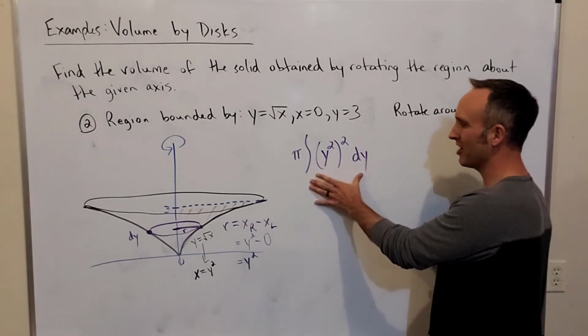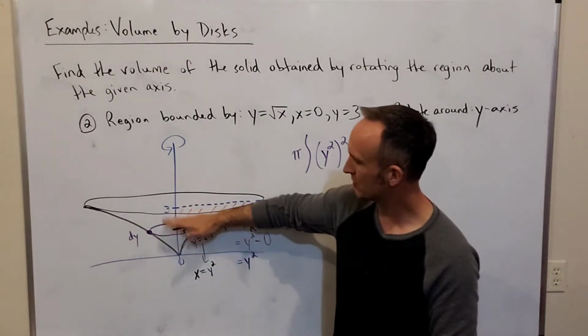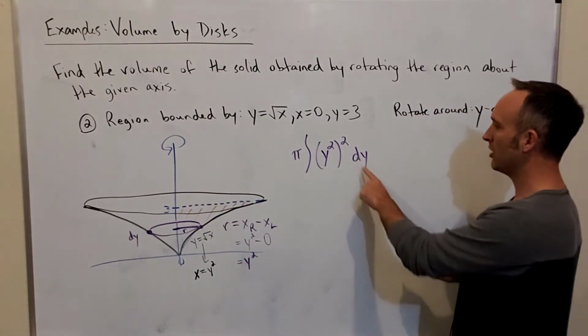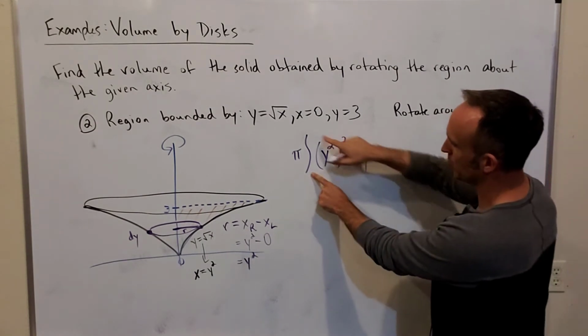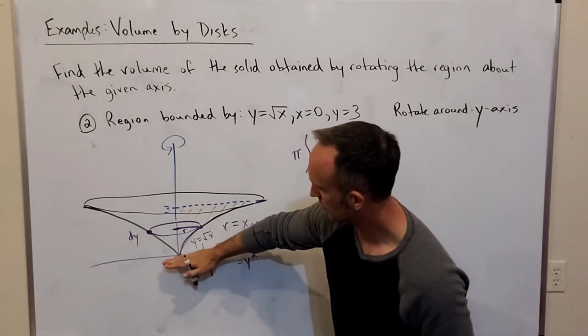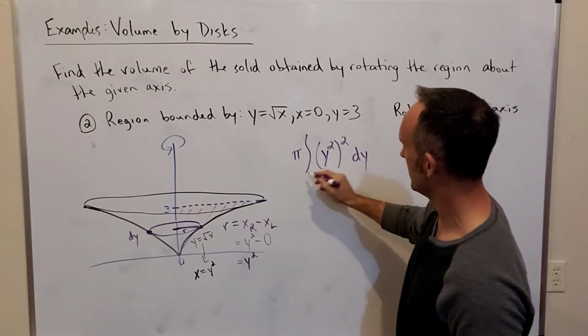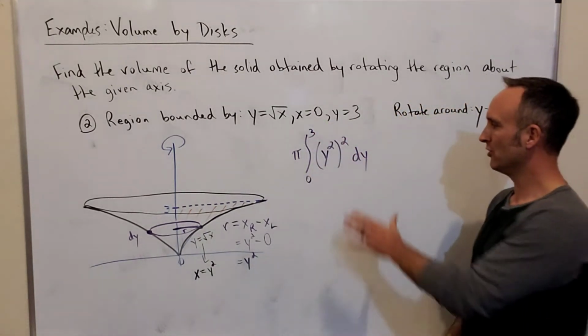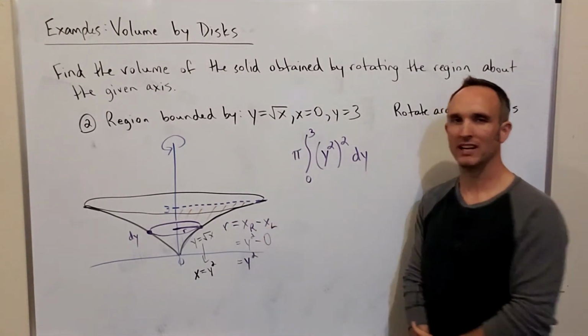So this is the sum of all of the disk volumes, thus giving the volume of the entire solid. Now I'm integrating with respect to y, so I need y values here, and clearly I'm going from 0 up to 3. So this integral represents the volume of that solid.